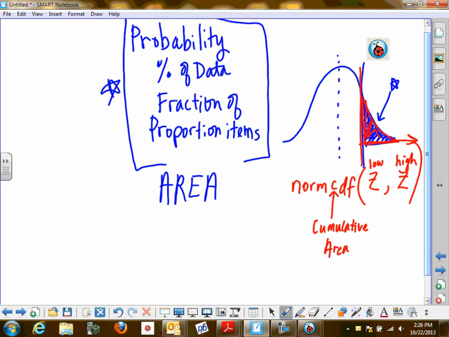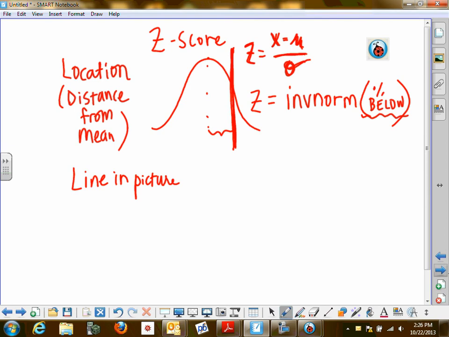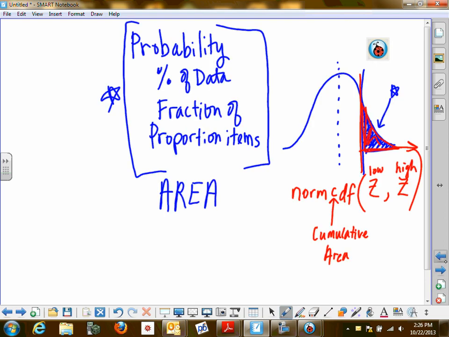And what do we simulate as positive infinity? Positive 99. Okay. So in summary, please remember that the z-score is this location of this line. It's this distance. You can find it by this formula or inverse norm of the area below. And probability, percent of data, fraction of something, proportion of something is the area, which you use the norm CDF for. Okay, so now you're going to work.